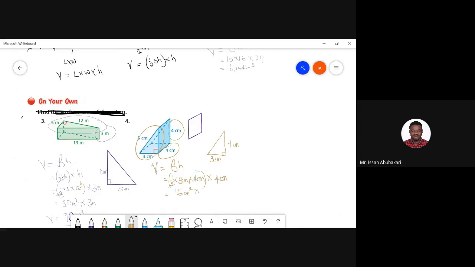And then we multiply that one by 4 centimeters. And this should give us 24 centimeters cubed. So this will be the volume of this prism. Please, is that okay? Now let's look at a real life situation.